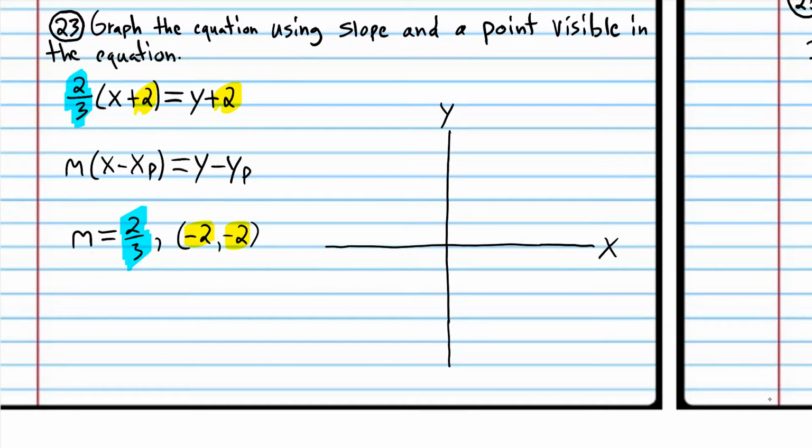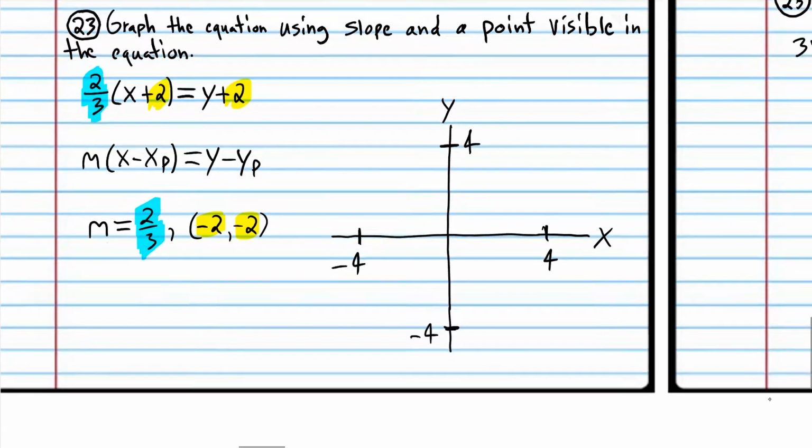So we have the slope and we have a point. How could I find the slope and a point just by looking at this equation? Well, it's in point-slope form. So obviously you can see a point and the slope. That's the whole point. So let me mark these. It doesn't have to be perfect, but you want it to make sense.